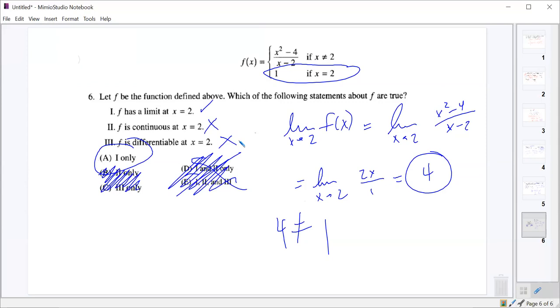Can you just restate why it wasn't differentiable? Yeah, it's not continuous at x equals 2. So if a function is not continuous at a point, it cannot be differentiable at that point, no matter what. Does that make sense or no? Yeah. Cool. Any other questions from that?